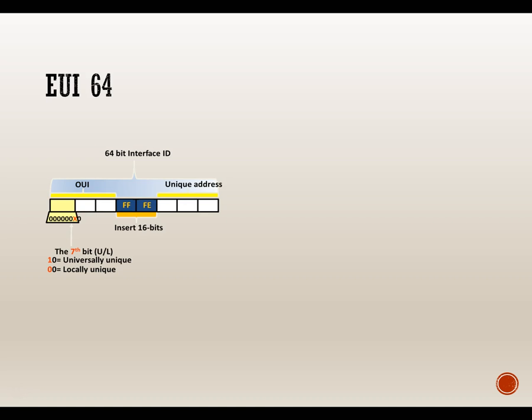EUI-64 address is a Cisco thing, and this is for the host address. What we do is we take the MAC address, and in the middle of the MAC address we insert FF, and then FE. We're going to end the first half here at FF, and then the next set of numbers is going to be FE. If you see the FFFE in the middle of an address, it's an EUI-64.